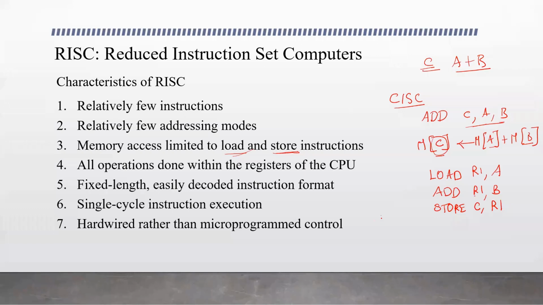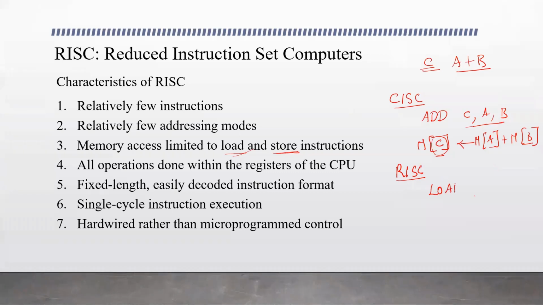But if RISC is used, let's see how this can be written using RISC. First, we cannot perform these operations directly as we do in CISC. So these memory operands A and B need to be moved to registers first.